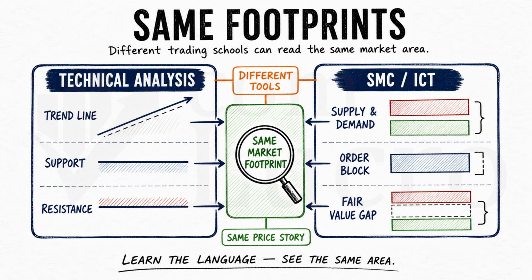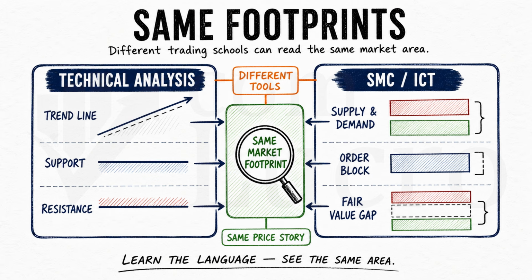One quick note before we start. This lesson is part of our technical analysis course, and it was built for beginners, traders who are still learning how to read a chart. If you follow our smart money concepts and ICT content, you'll notice that some of the levels we mark here, trend lines, support, and resistance, often sit right next to areas you already know as supply and demand zones, order blocks, or fair value gaps.